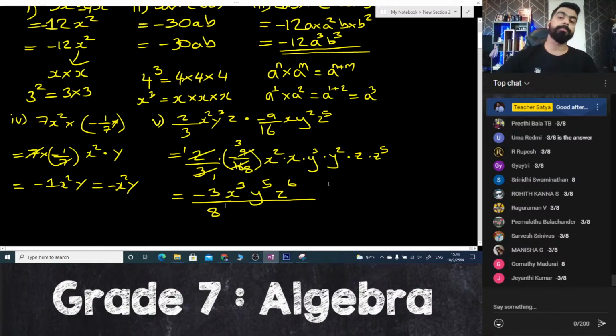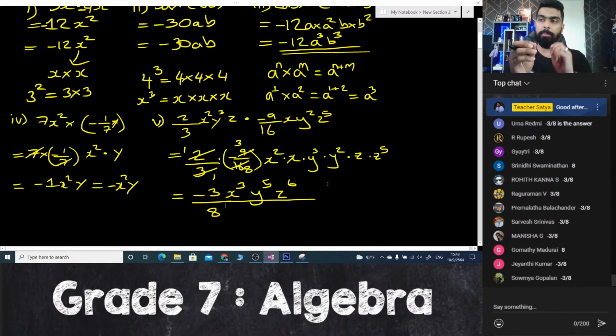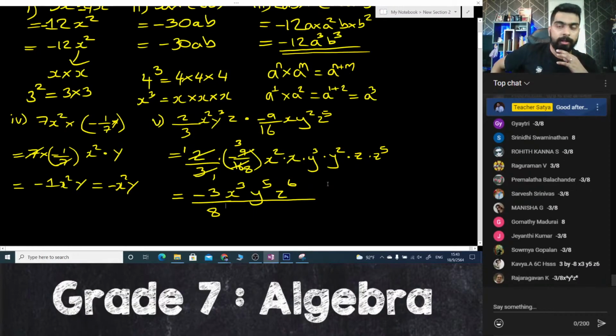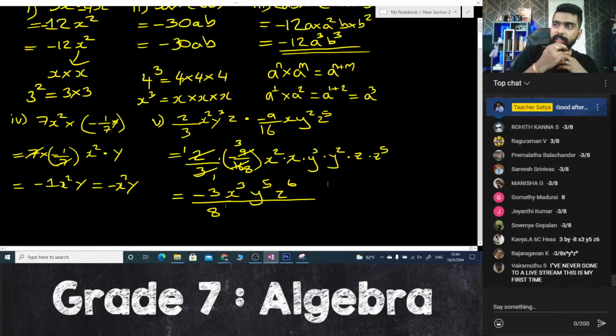All right. So this is how we multiply monomials with monomials. Very easy. Now, who can tell me if you got this question right? Can anyone tell me if you got this question right? Let me see.